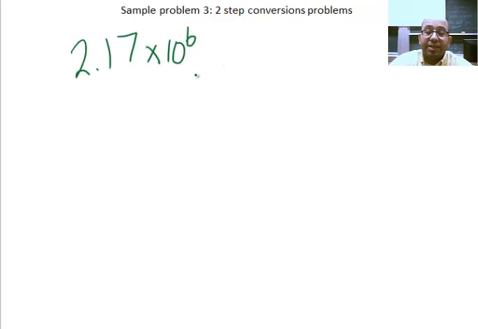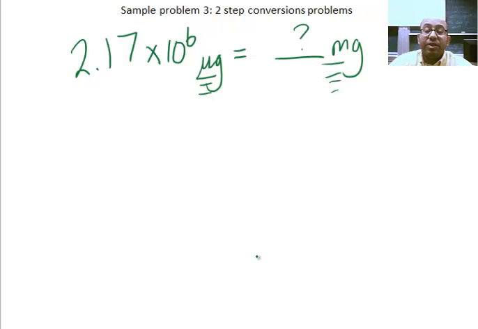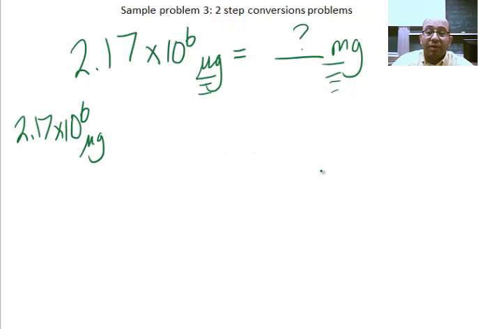2.17 times 10 to the 6th micrograms. We want to know how many milligrams that is. So notice they both have a prefix. So we know it's a two-step conversion problem. So we write our given on the left side, 2.17 times 10 to the 6th micrograms. We write our answer on the right in milligrams, and we know it's a two-step problem.